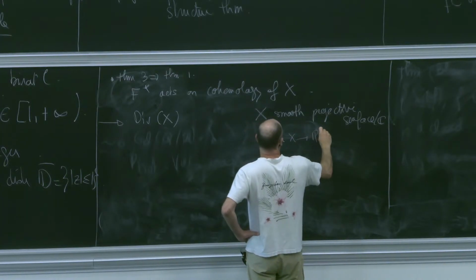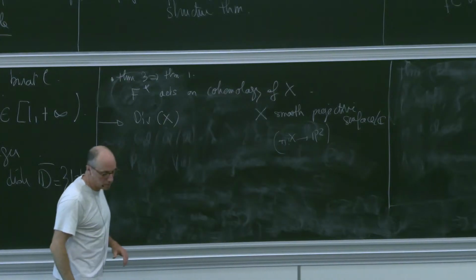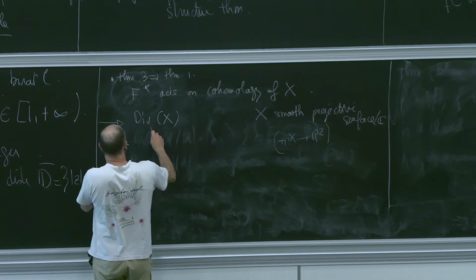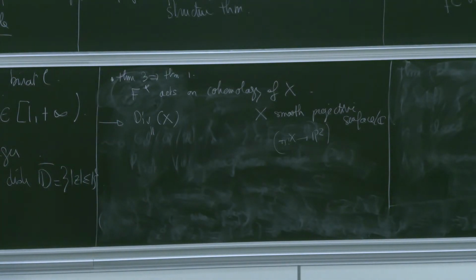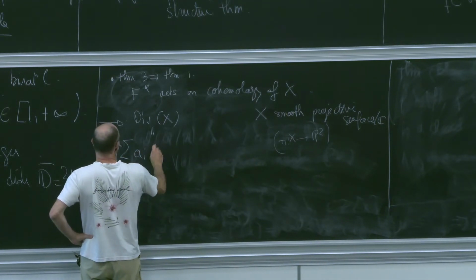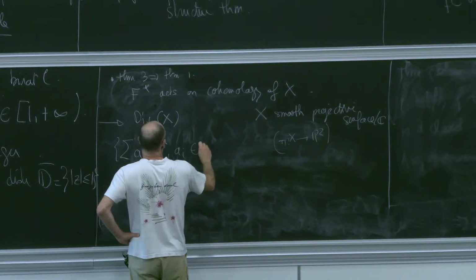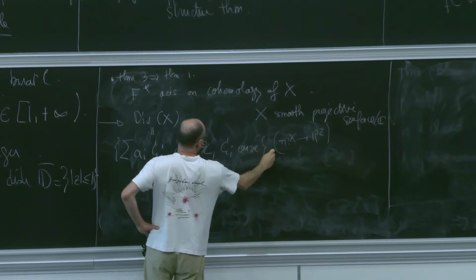And later on, X will be a rational surface obtained by blowing up P2 at finitely many points. Okay. So the space of divisors is a free abelian group generated by curves. So this is a set of formal sums like this, sum of a_i C_i, where a_i are integers and C_i are curves, not necessarily smooth.